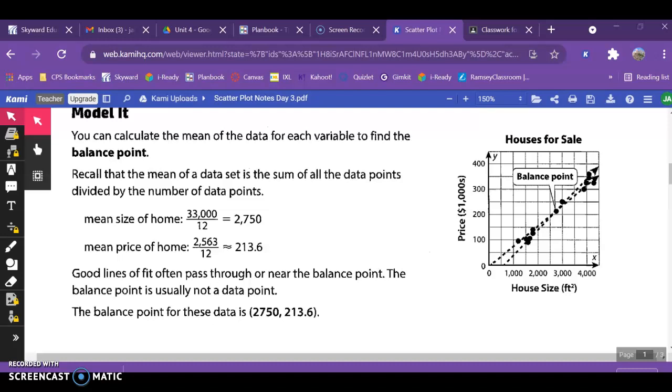And your line should either pass through or be very, very close to that point when you're drawing your line. So that is giving you a more accurate line. When I just hand drew it, it's not as accurate as it possibly could be.